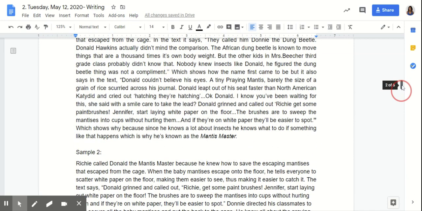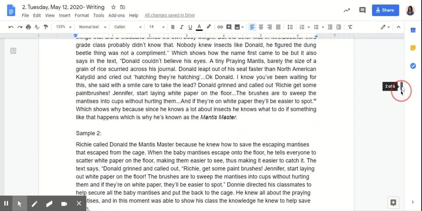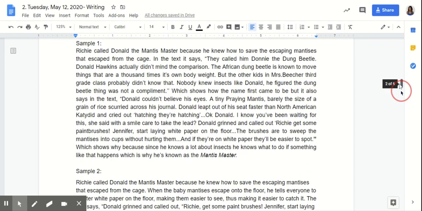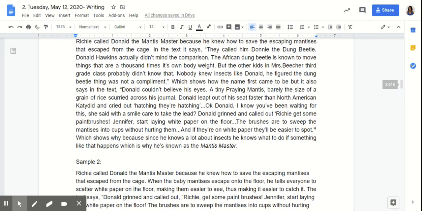Okay, so we have these two samples, and then we're going to think, why is sample two stronger than sample one? What do you guys think?